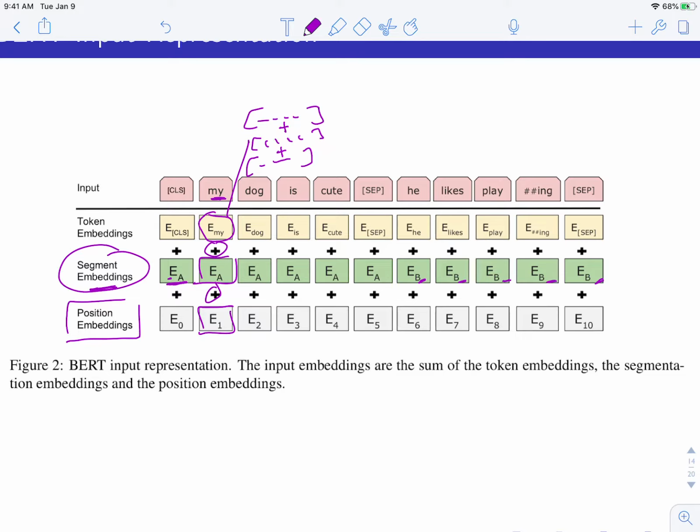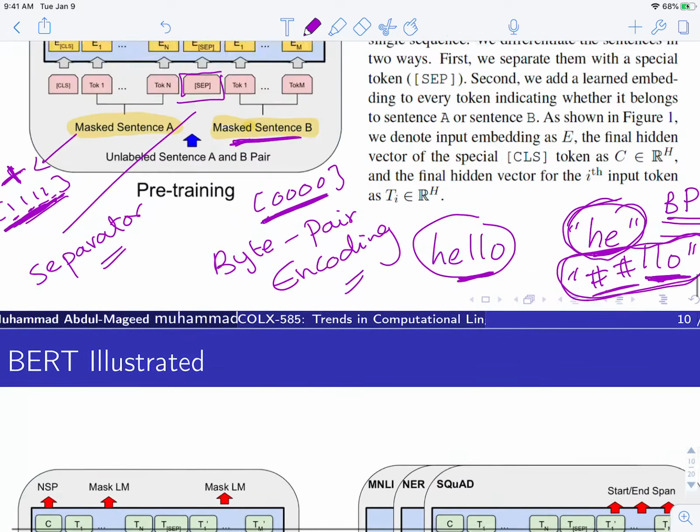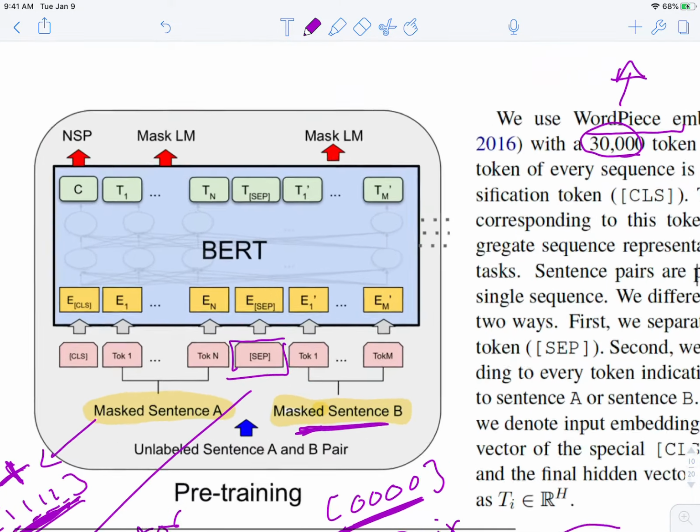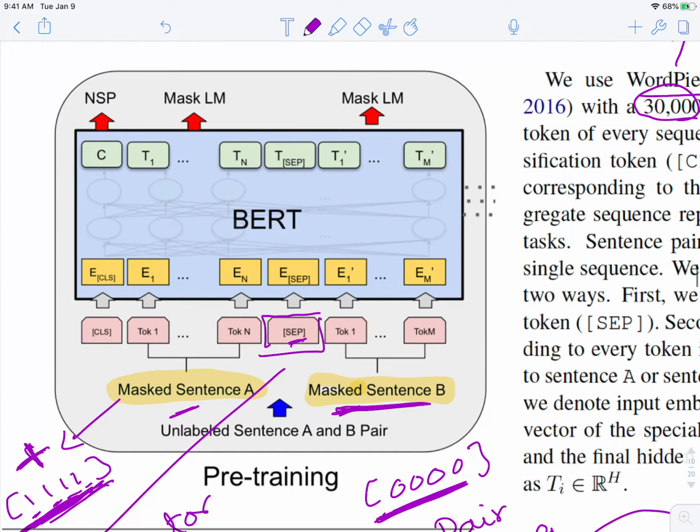A different embedding for the second sentence. A different positional embedding. Going back here, let's see what else is here. So sentence A and sentence B, and then we separate them with a separator, and we know that for the tokens in each of them, we will add a segment embedding that's a learnable embedding, okay? And then each sentence will have tokens, token 1 to token N for the first sentence, token 1 to token M for the second sentence, right?